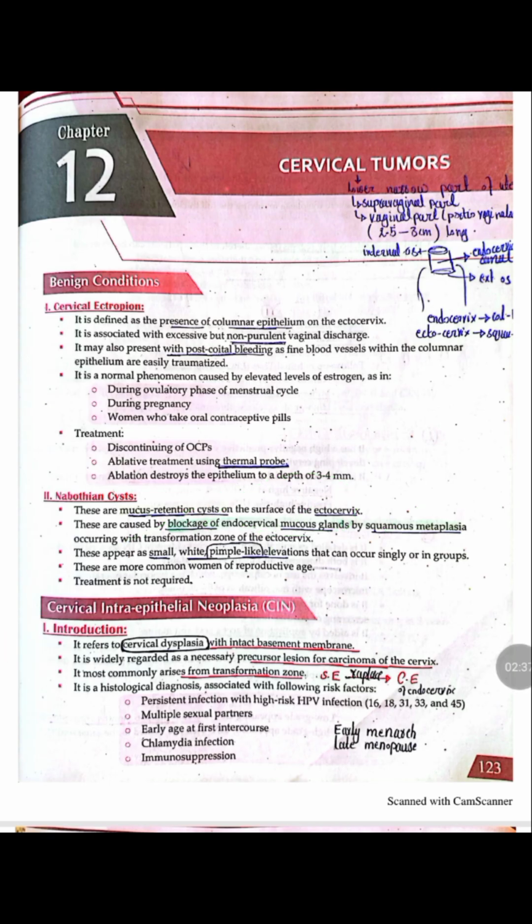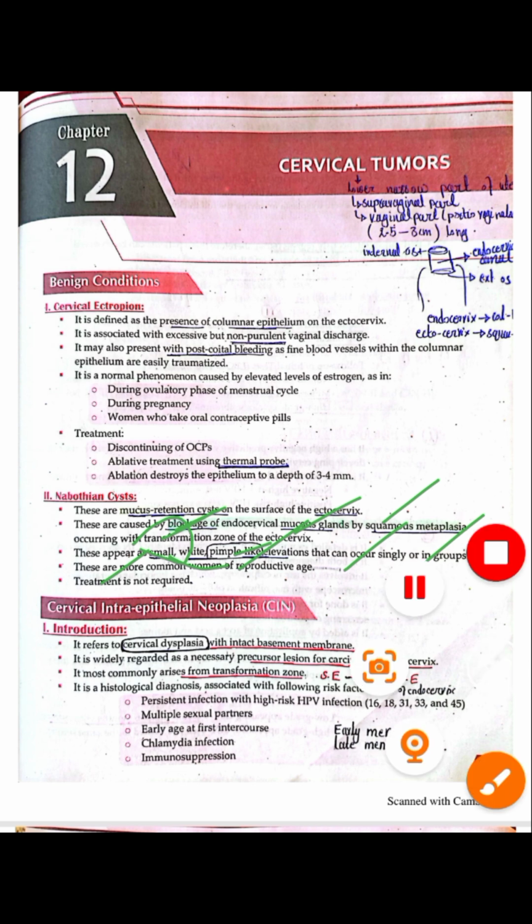So in Nabothian cyst, there is a blockage of the mucus gland caused by the squamous metaplasia, and it involves the transformation zone of the cervix. And the Nabothian cyst usually appears as a small white, pimple-like elevation that usually occurs singly, but can also occur in groups. And they are common in women of reproductive age, and they do not require any specific treatment.